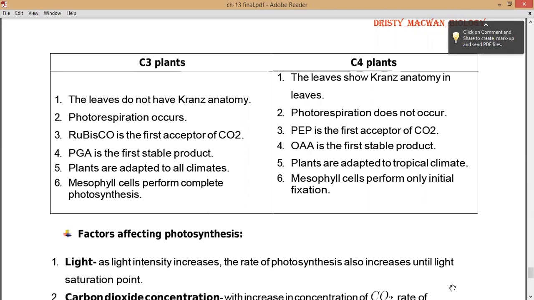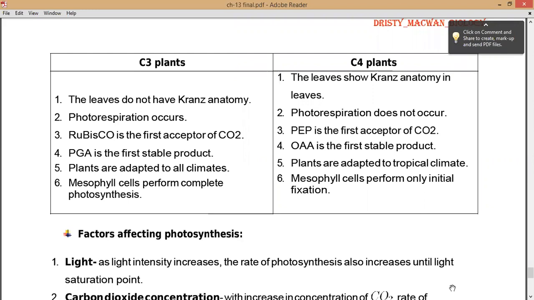And what is Kranz anatomy? The presence of bundle sheath cells around the vascular bundle. So that is what Kranz anatomy is. The bundle sheath cells are not seen in C3 plants, while they are observed in C4 plants. Next, in C3 plants photorespiration occurs, while in C4 plants photorespiration does not occur.